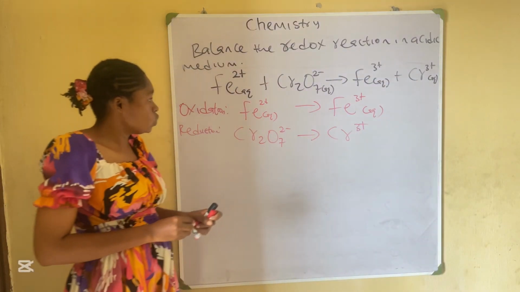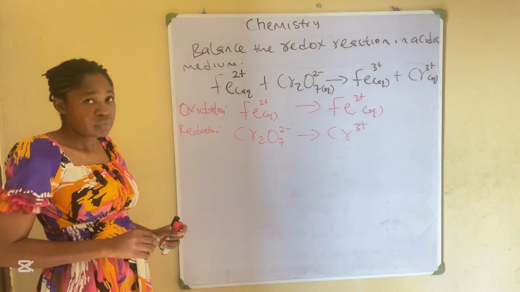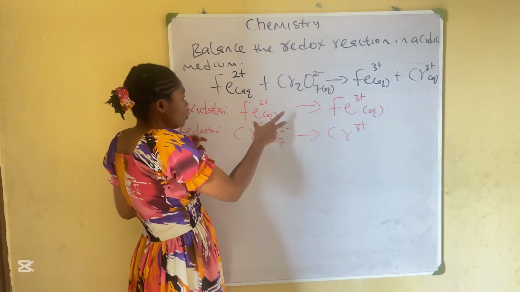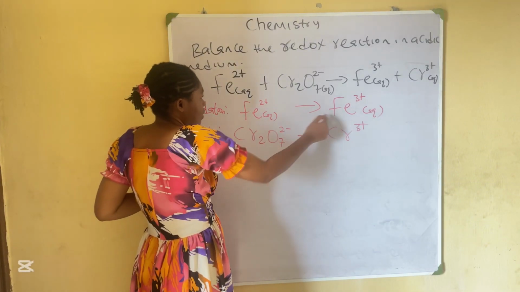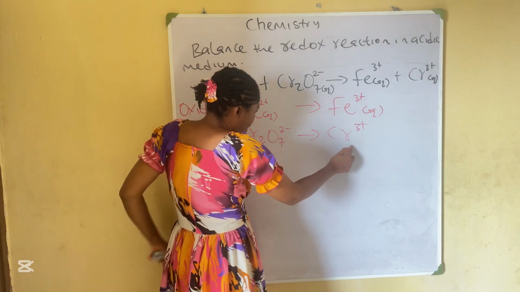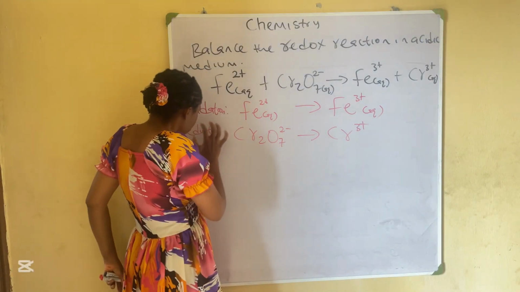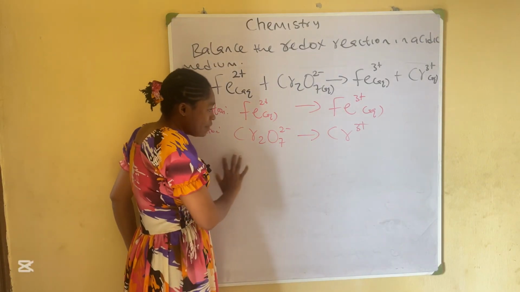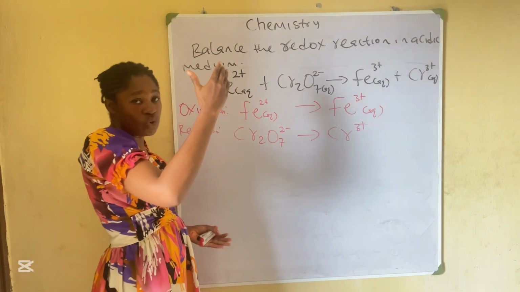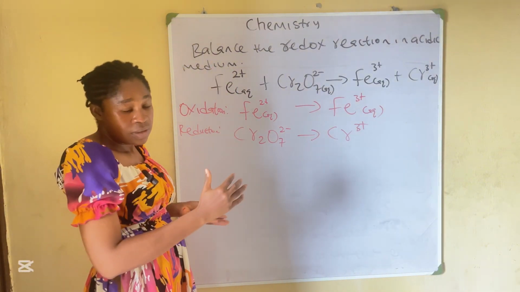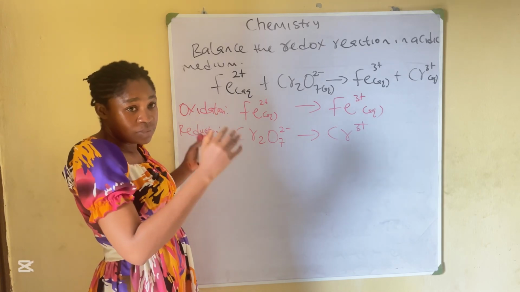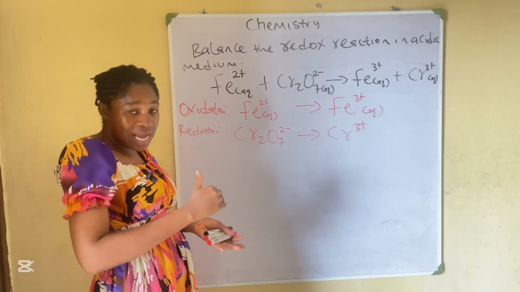Okay, next thing I'm going to do is to balance each of them. This one is already, the atoms are balanced, but the charges are not balanced. This one, I have to balance the atoms. I'll start with reduction and balance everything about reduction, then I add up the two equations together, cancel the electrons, write the two equations and add them up.